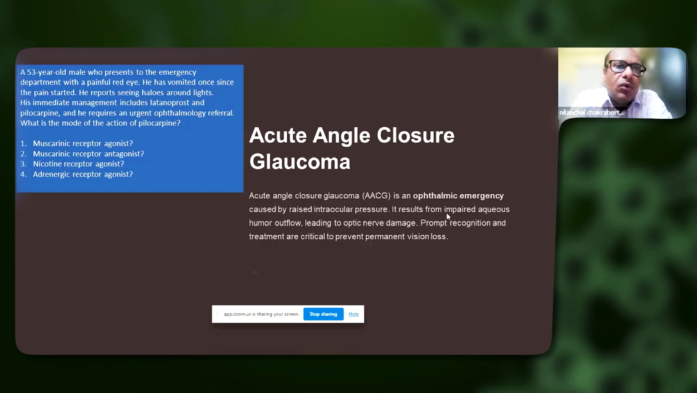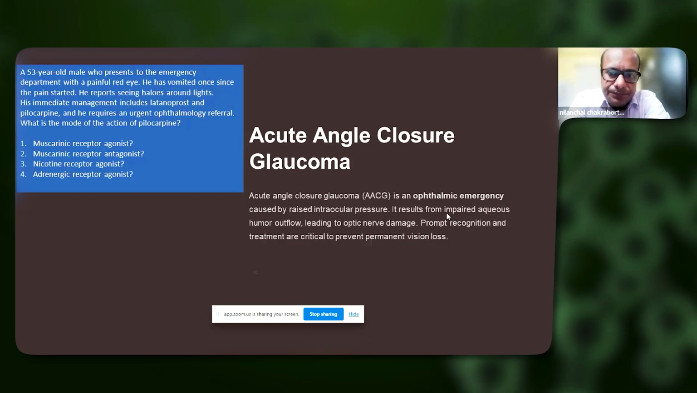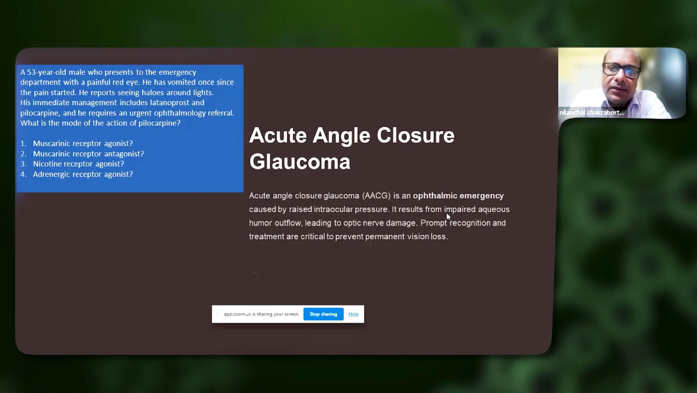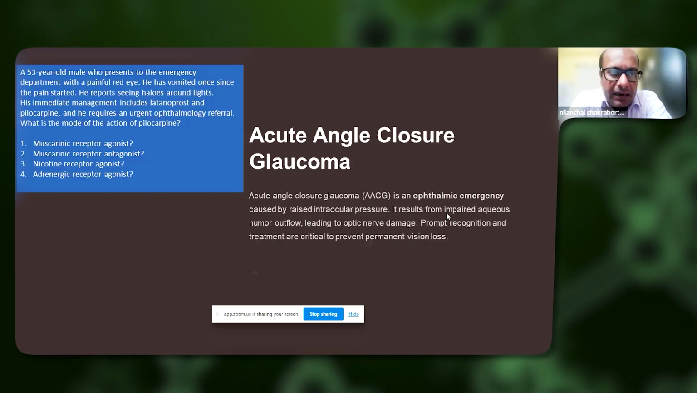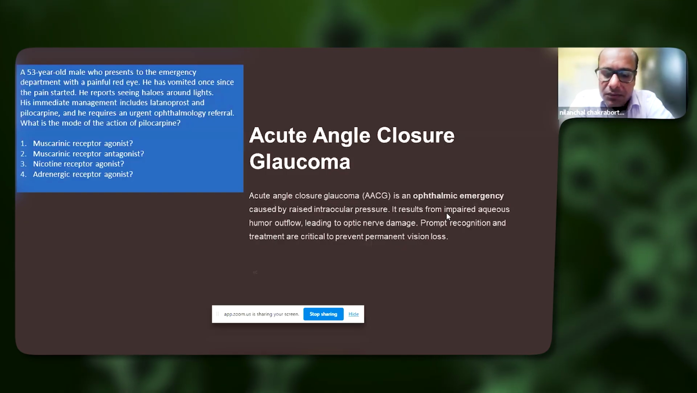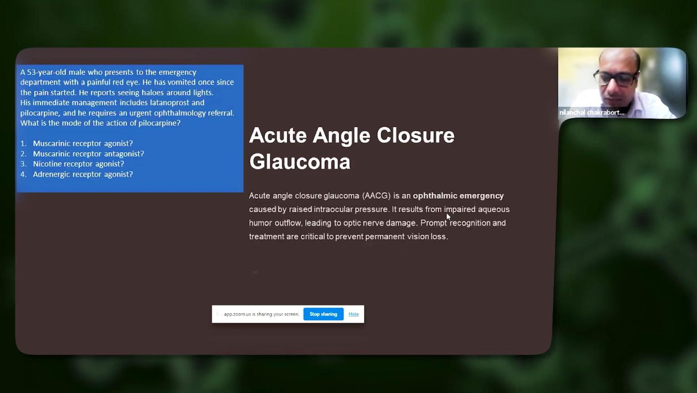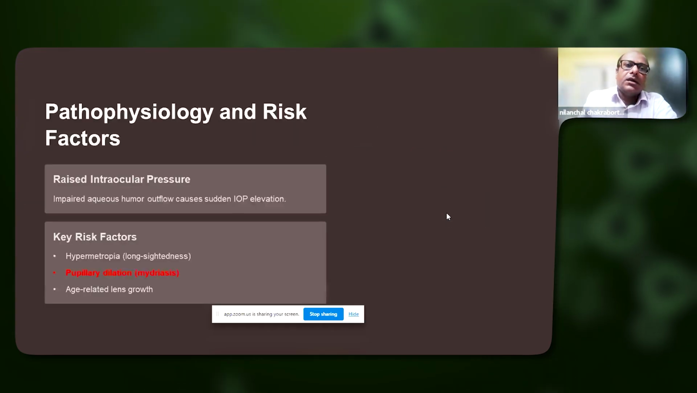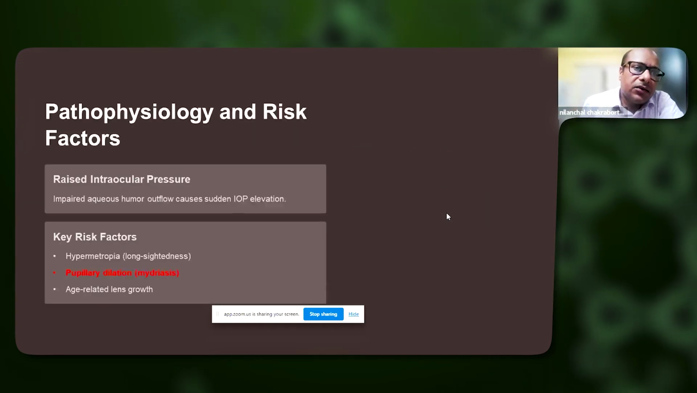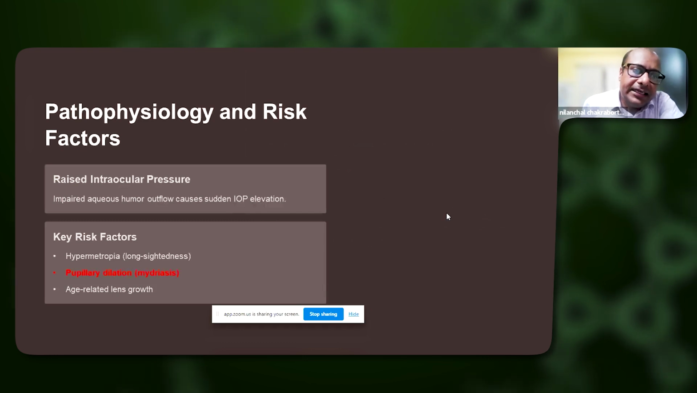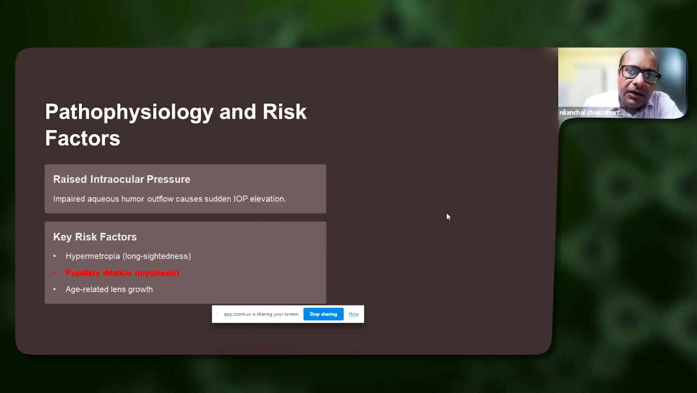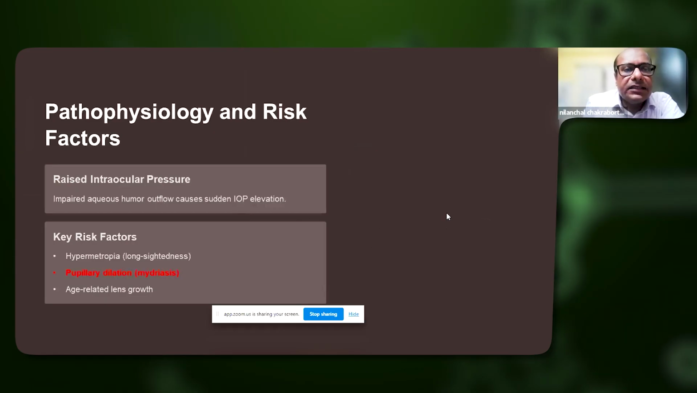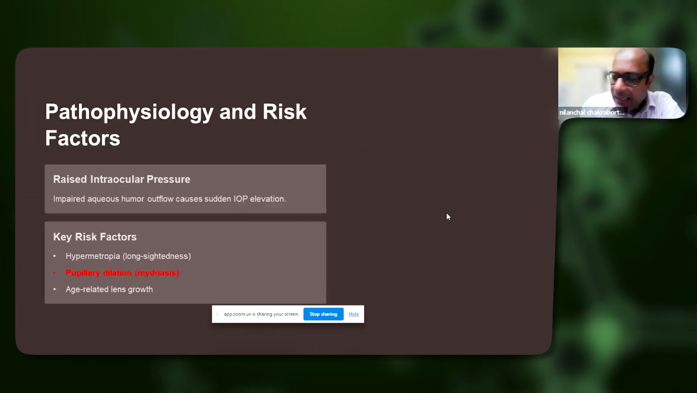What is the mode of action of pilocarpine? So all the differential diagnosis of acute angle closure glaucoma and its management have to be at your fingertips for answering this question. Okay. So the risk factor for acute angle closure glaucoma is pupillary dilatation, because it closes the angle much more. Ultimately, drainage of the aqueous humor is obstructed, and intraocular pressure rises rapidly.